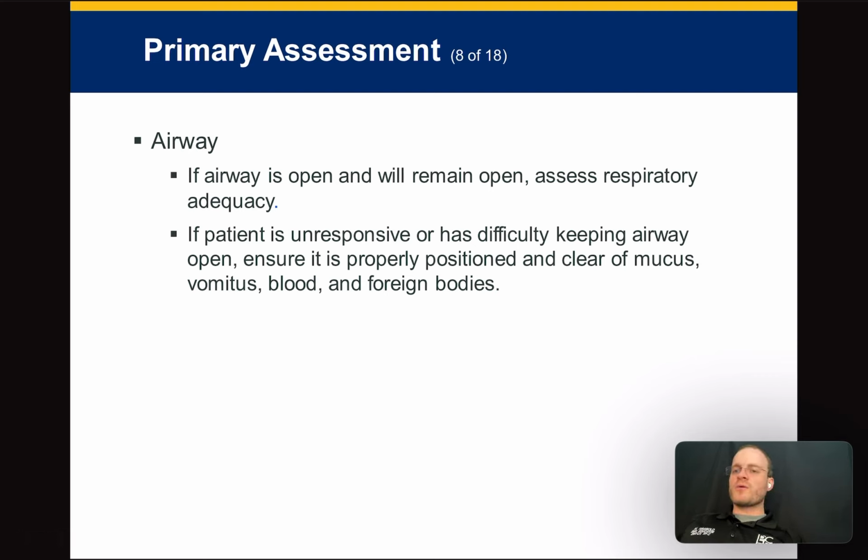So if the airway is open and will remain open, you'll assess respiratory adequacy. If the patient is unresponsive or has difficulty keeping the airway open, you'll ensure that it's open. This may be a head tilt chin lift, a jaw thrust, or you might also have to clear it of mucus. Sometimes you could use a bulb suction. Remember those little blue things? I have one over there, but I forgot to grab it. Or you could use a suction can or a suction Yankauer. Okay. Remember, we suction the baby's mouth for, I think, 5 or 10 seconds. It's not 15 seconds because their vagus nerve is more active.